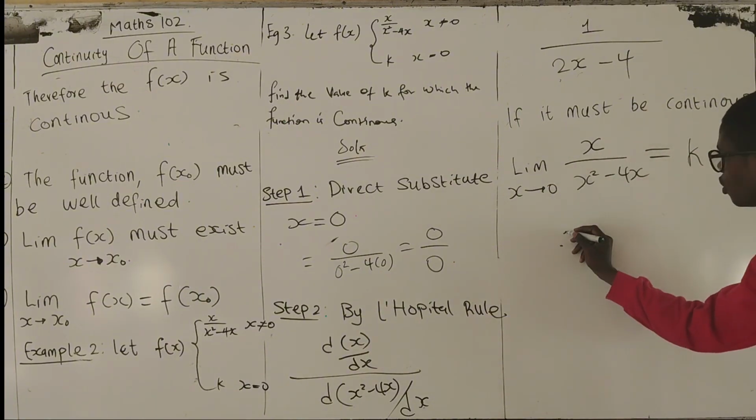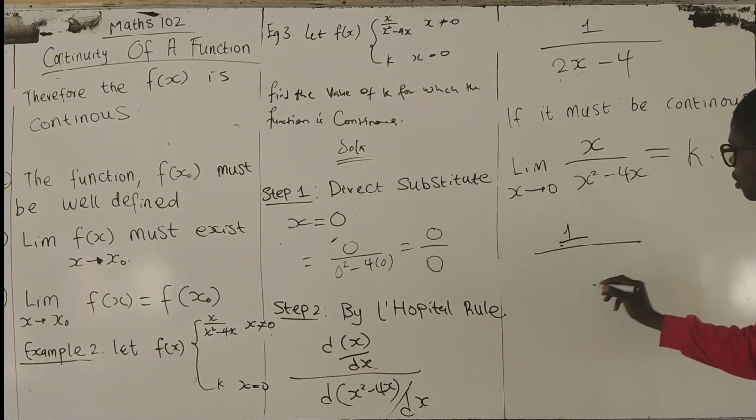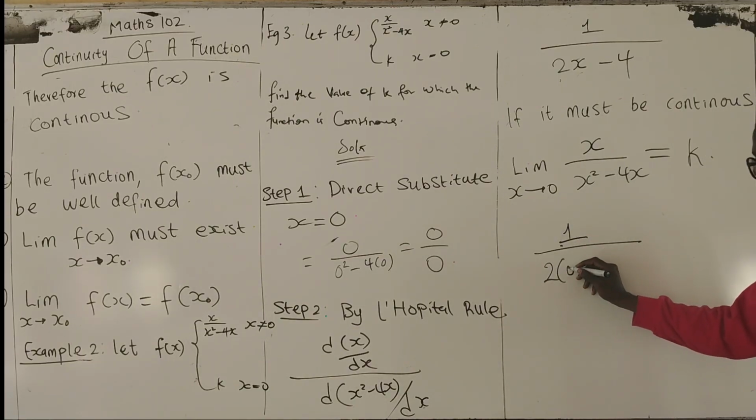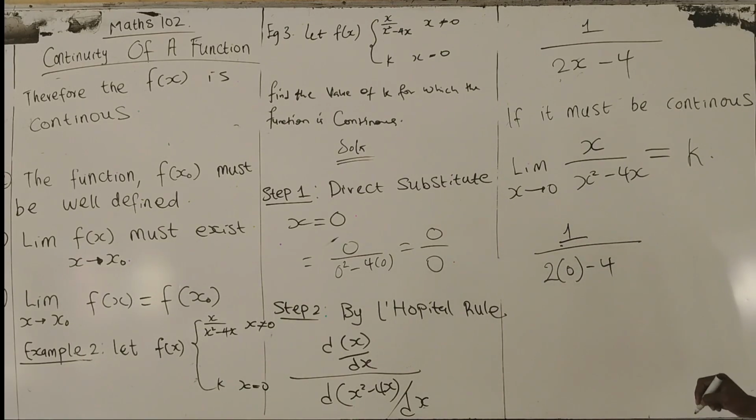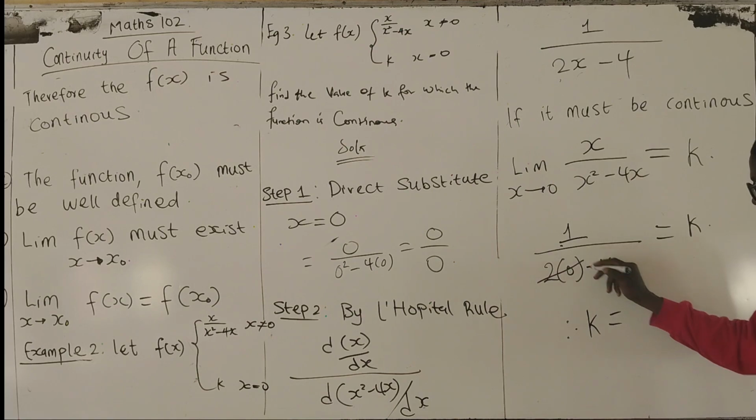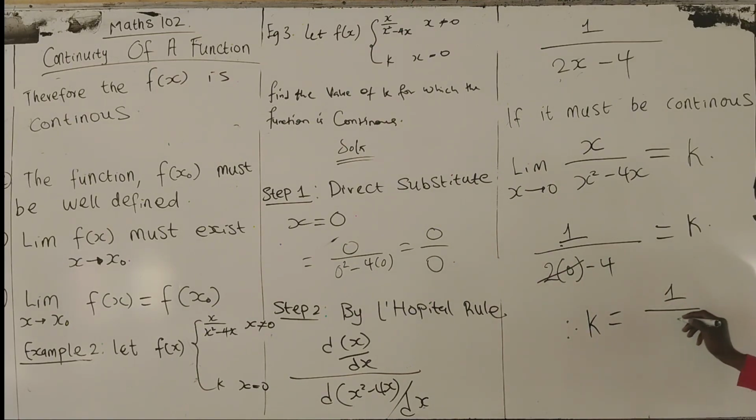So in that case now, we have gotten this. What do we get as it? 1 all over 2x minus 4. Since we are taking the limit now, x becomes 0, so 0 minus 4, right? And it should be equal to k. So thus it means that k is equal to 1 all over minus 4, which you can write as minus 1 over 4. Final answer.